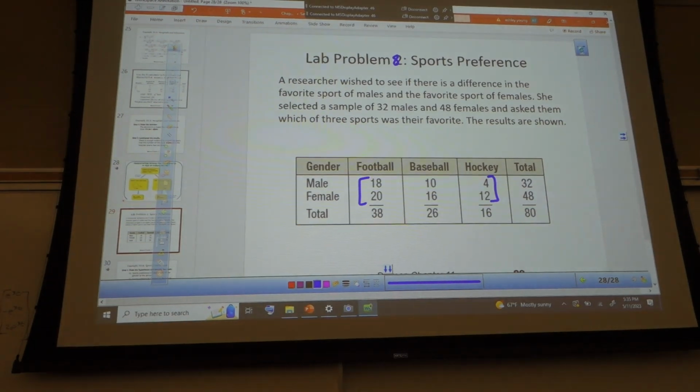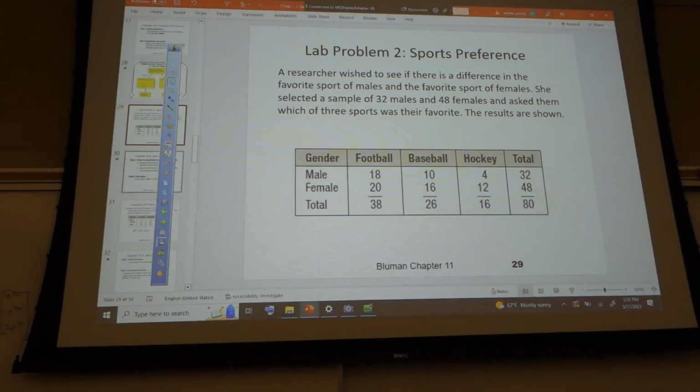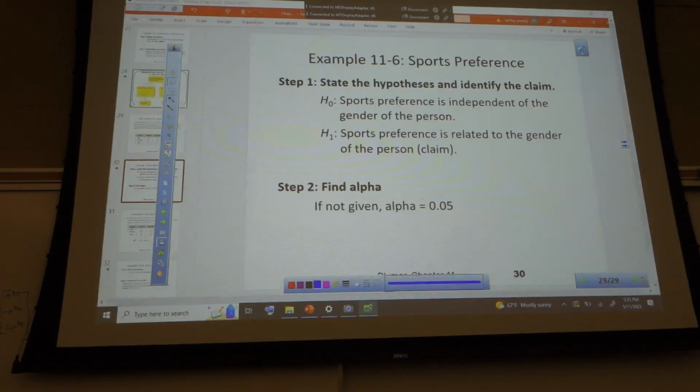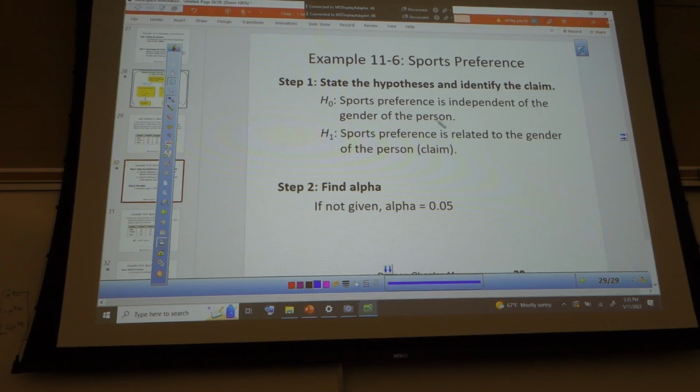All right. So step 1. We're going to take a look at our H naught and H1. H naught is the sports preference is independent of gender. Or you could just have said O sub I equals E sub I. Or you could have said not related. Or no difference between. Not equal. Oh, so H naught should be equal.